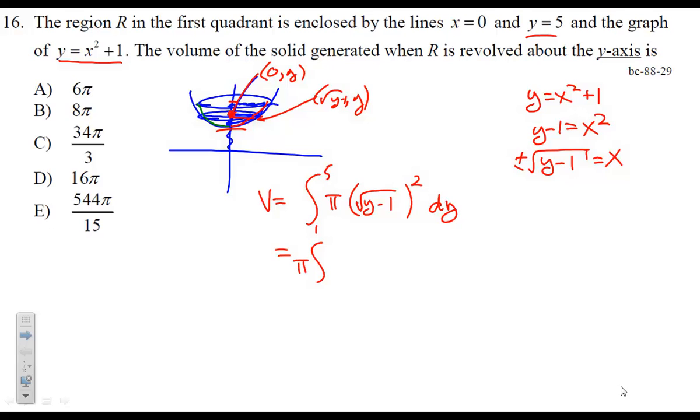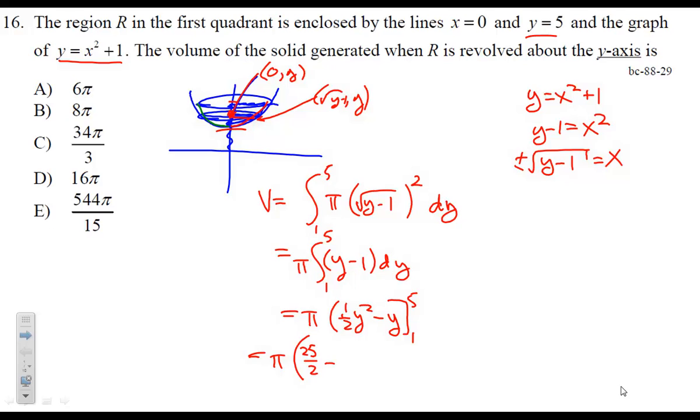The integral, let's pull the pi out. Square root and square root cancel each other out. So we get y minus 1 dy from 1 to 5. So this is pi times 1 half y squared minus y as evaluated from 1 to 5. So this is going to be pi times 25 over 2 minus 5 minus 1 half minus 1.